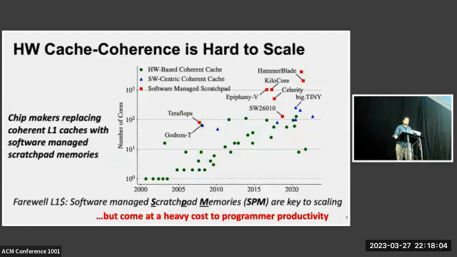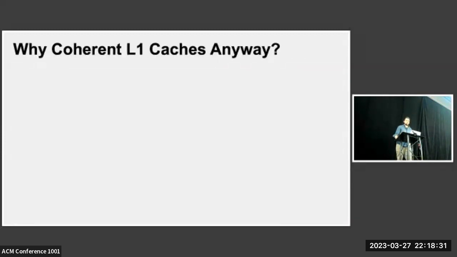A major concern is that the hardware cache coherence that we knew and loved from the multi-core era is very, very hard to scale. As you can see on this plot, for the last couple decades, as core counts have risen from a handful to hundreds, thousands, chip makers have been abandoning these L1 caches in favor of software managed Scratchpad memories. And this has been pretty helpful for scaling, but it has come at a very heavy cost of programmer productivity. And I think it's good to take a second here to just think about why we liked coherent L1 caches so much.